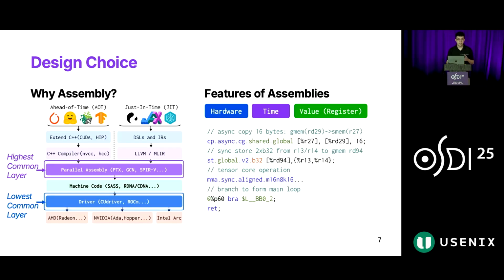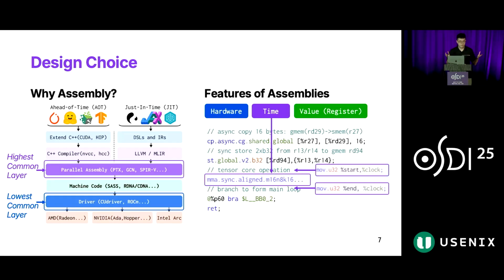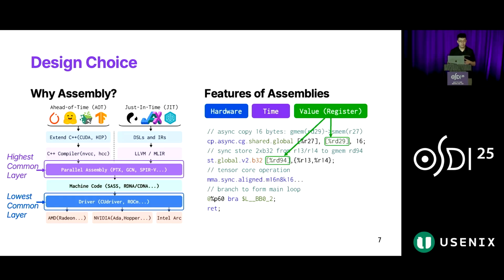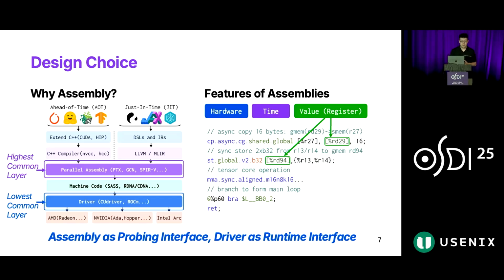We also identify that using assembly leads to a lot of features. For example, we can easily capture hardware details, like the MMA can be mapped to tensor cores, and we can easily do the timings by subtracting the device-side clocks before and after the segments you want. We can easily do the value profiling by reading the register values. So our design choice can be summarized as assembly as the probing interface, the driver as the runtime interface.